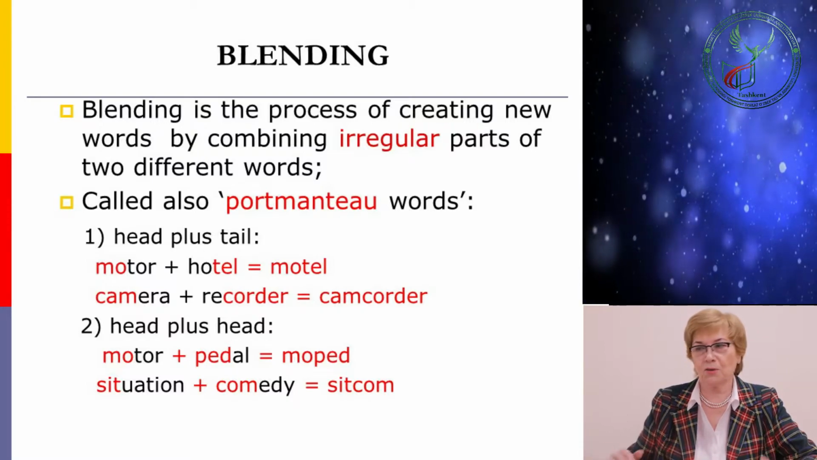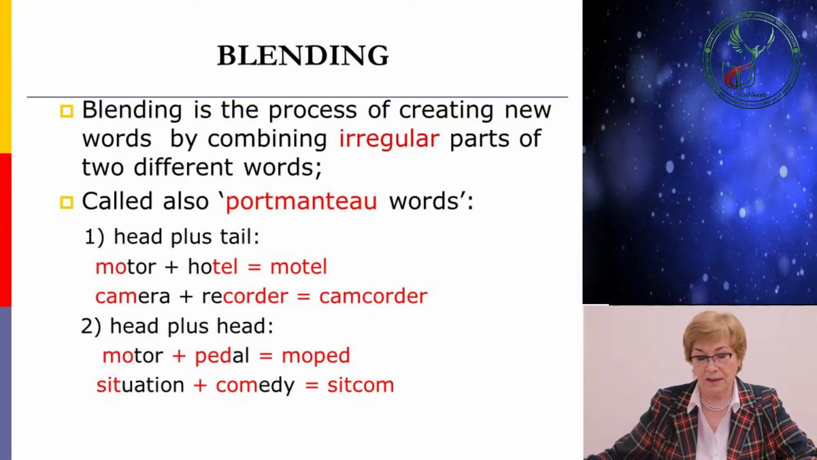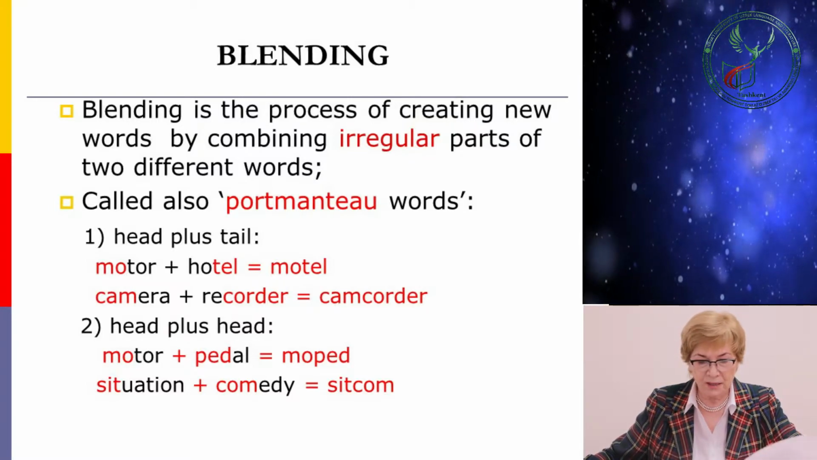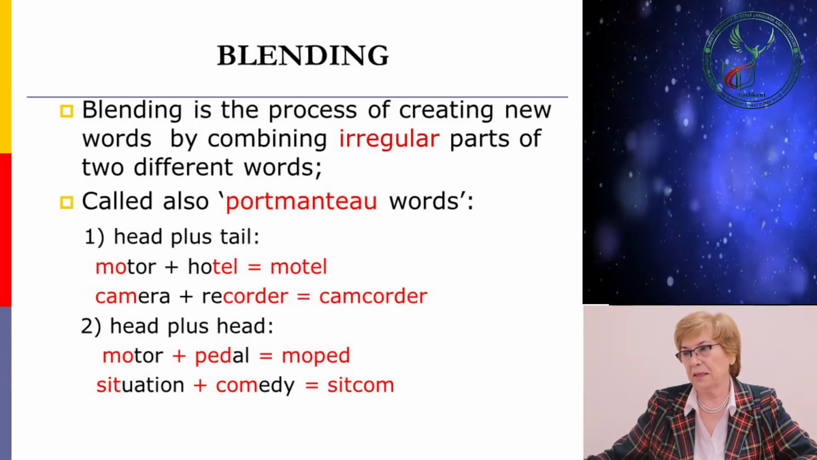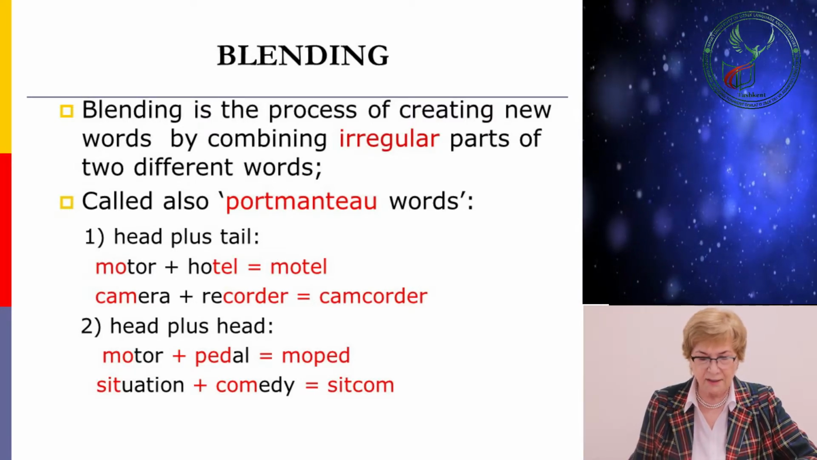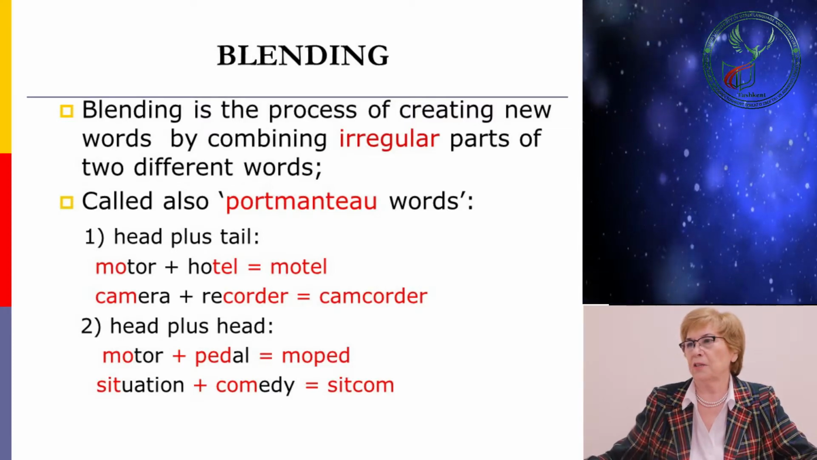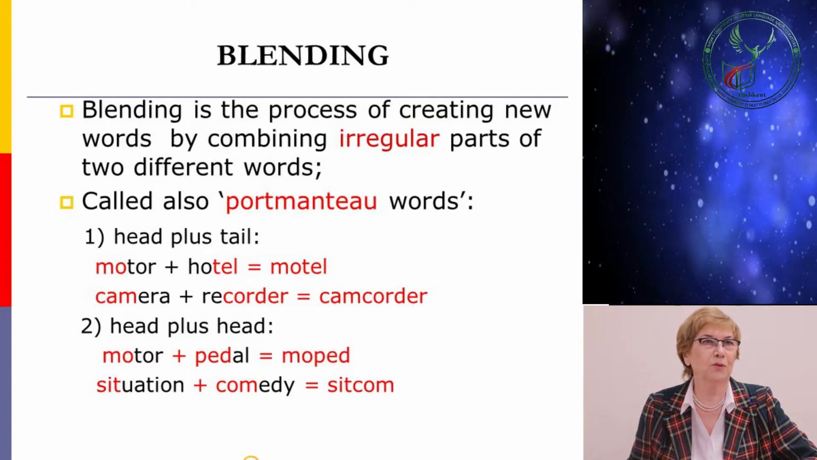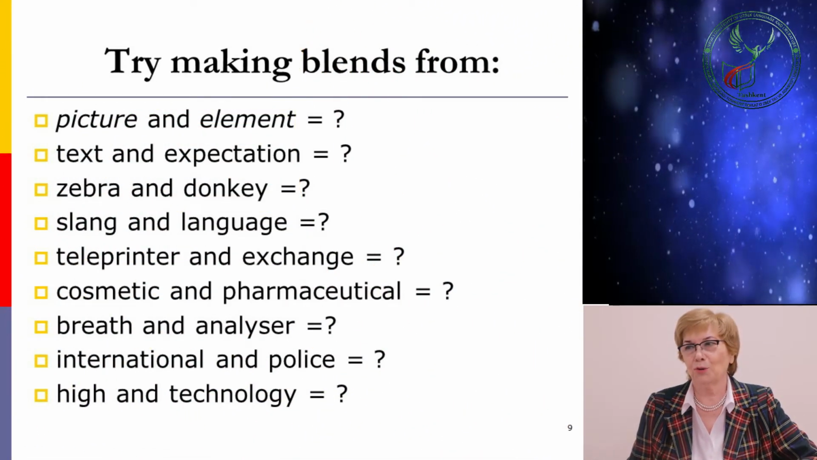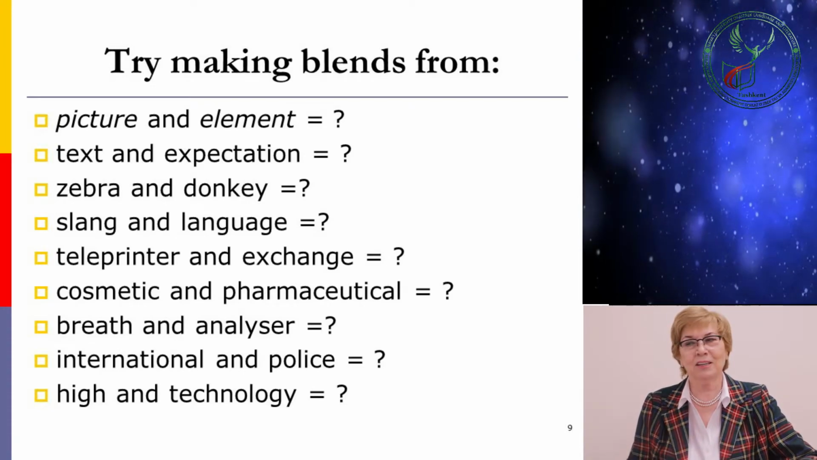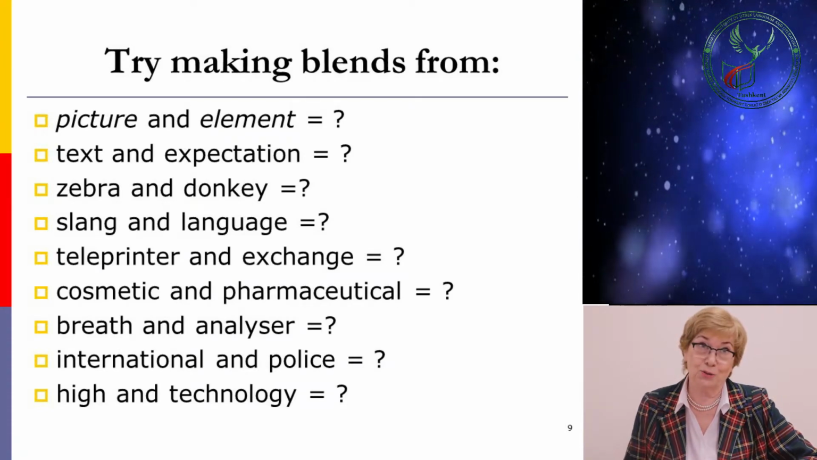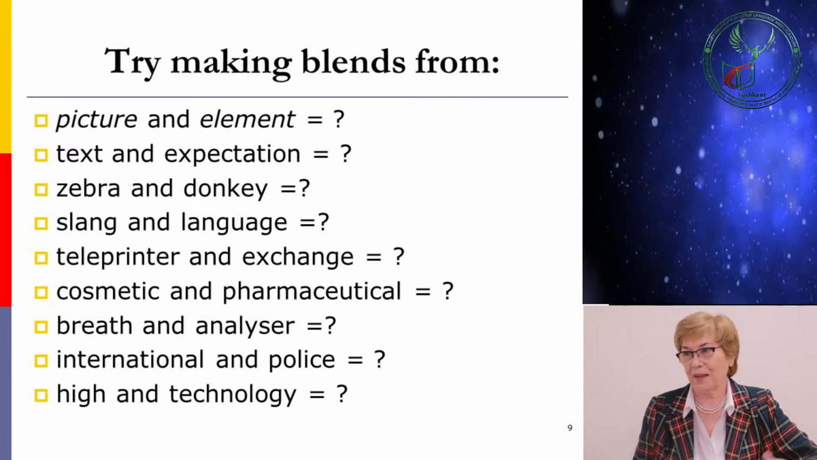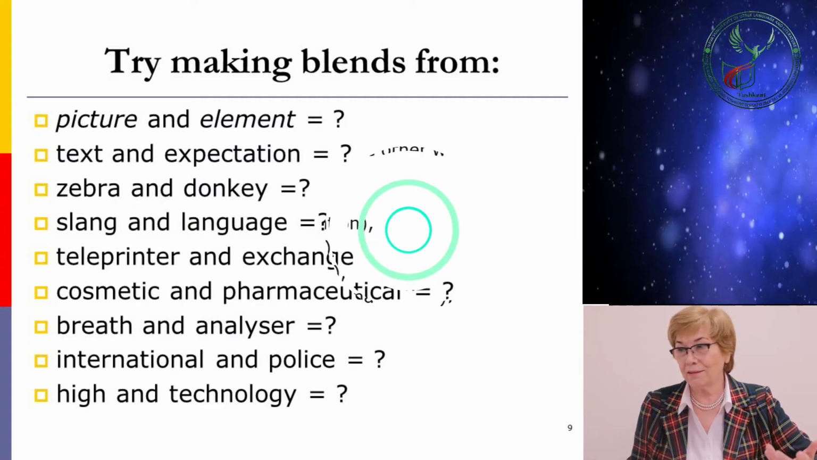Camcorder, which is camera plus recorder. Okay, and head plus head. These examples can be numerous, of course. I gave you only 2. But here also we have pixel, we have high-tech, we have telex, which you see later. Okay, now here are some pairs of words. If we had an offline lecture, I would have liked you to do your own blends, but here I only give you examples, since this is an online lecture.